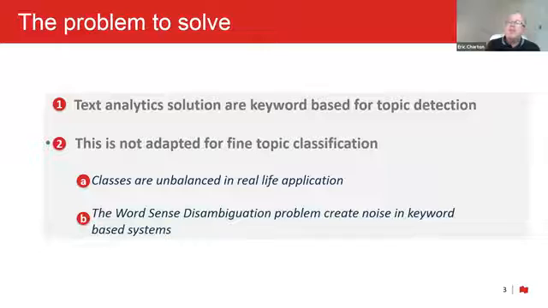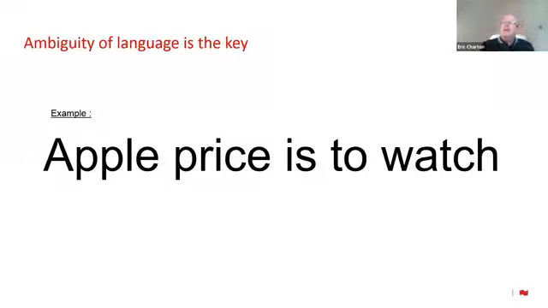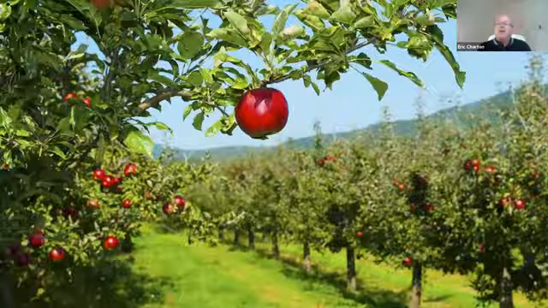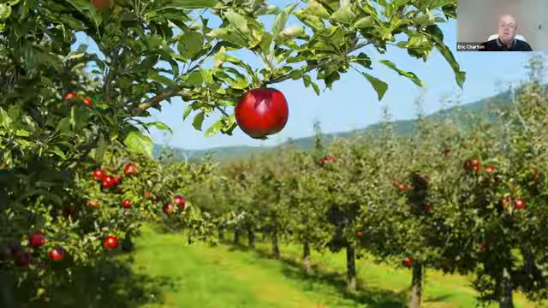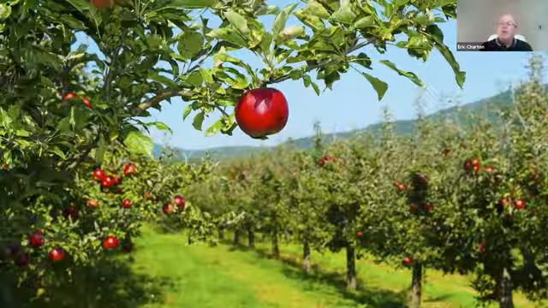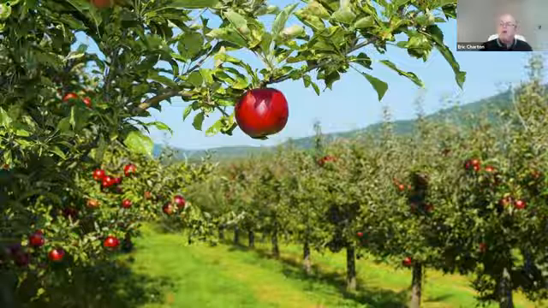What is the word sense disambiguation problem? The ambiguity of language is the key. I take here a short example: "Apple price to watch." We know we have to look at the price of something, but this can be very, very different things. It can be people who work with commodities, with fruits. They want to know the price of the apple for whatever reason.